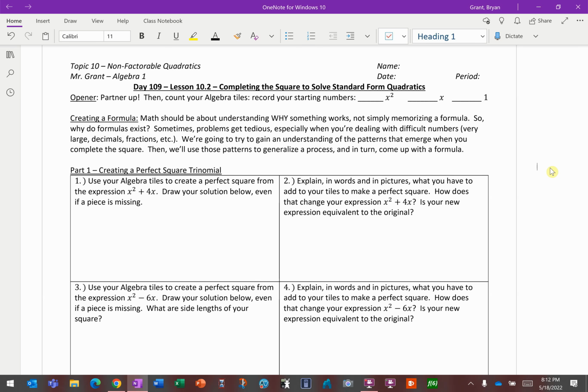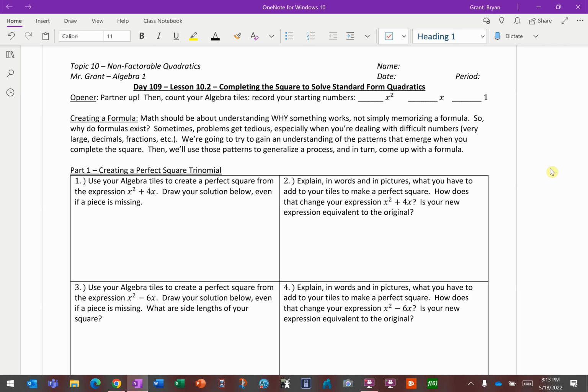Hello, Algebra 1 students, and welcome back to Topic 10, non-factorable quadratics. The point of this unit is to look at quadratics, ax squared plus bx plus c, that we can't use the box on. So today is a nice extension of lesson 10.1. Definitely make sure you've watched that one.